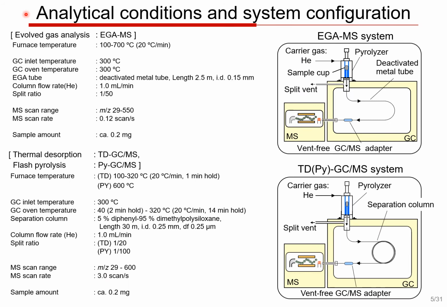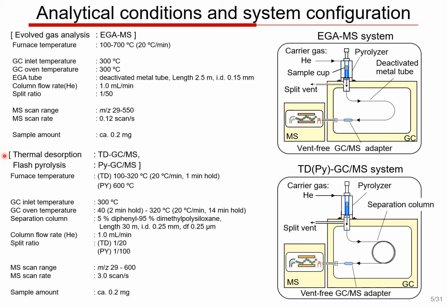Analytical conditions and system configuration are shown here. In this experiment, evolved gas analysis (EGA-MS) was performed first. A diagram of the analytical system is shown here. The sample cup is dropped into the pyrolyzer furnace, and the gases generated in the furnace are directly introduced into MS through the GC. With this system, the temperature of the gases generated and the approximate pyrolysis rate can be determined.